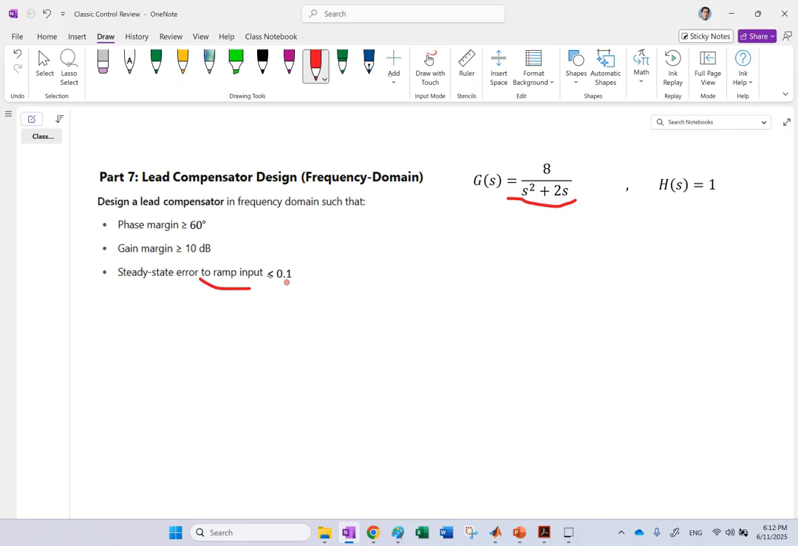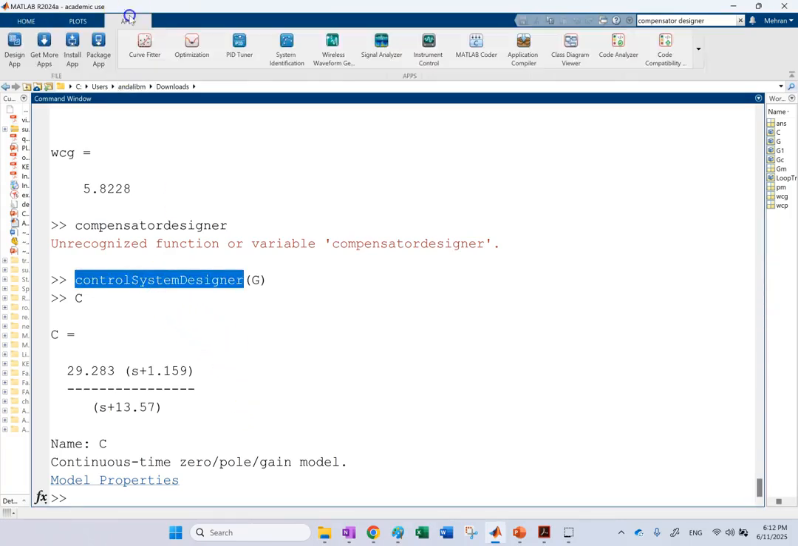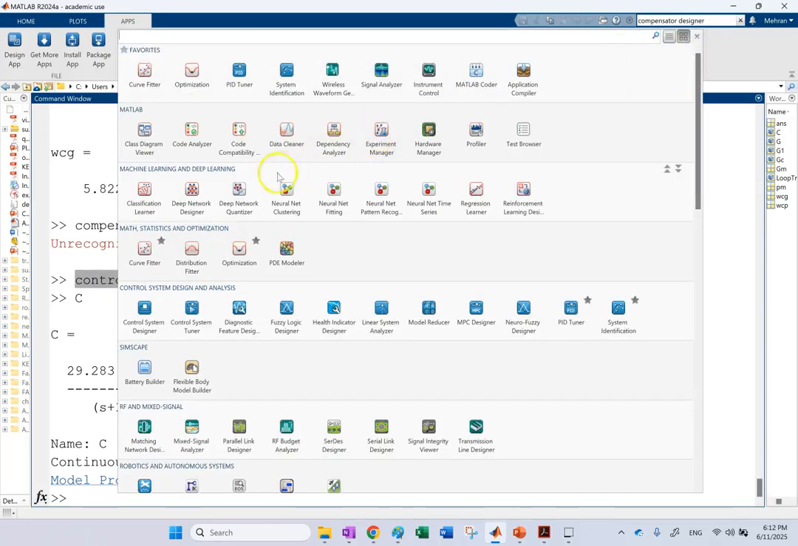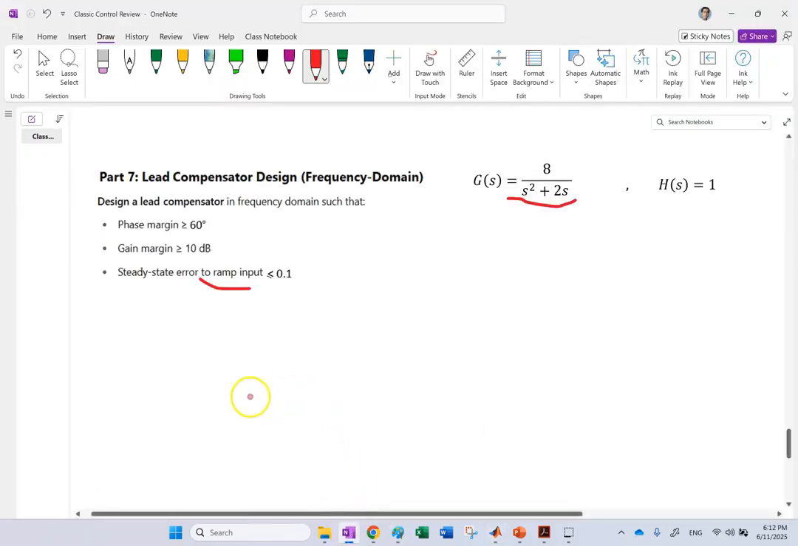To make it more interesting, I'm going to show you the Control System Designer app, which is available under Apps, right? If you go here under applications for controls, you should be able to see that. So I'm going to use that for my system, and I'll show you how to also do it in MATLAB. Okay, so let's get started with the first one.